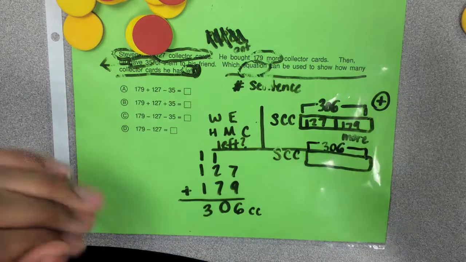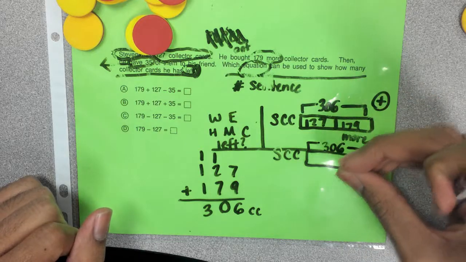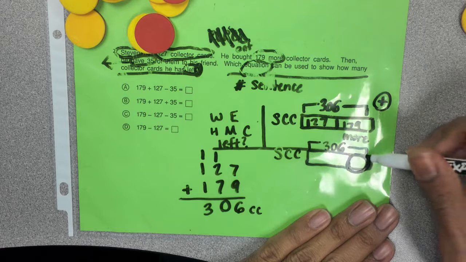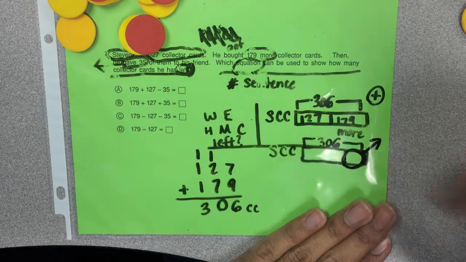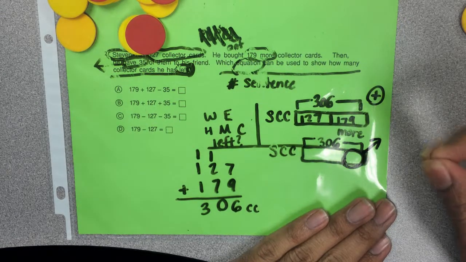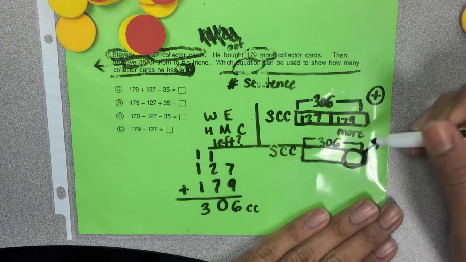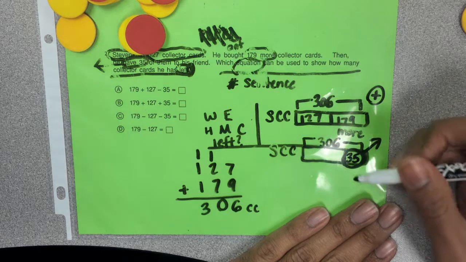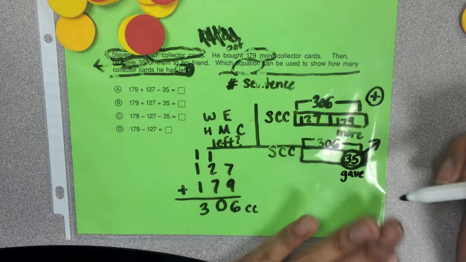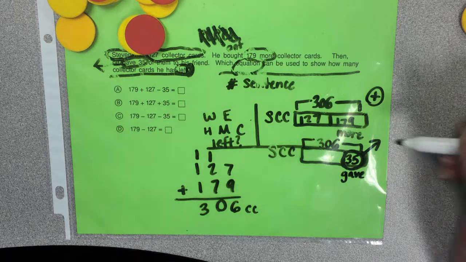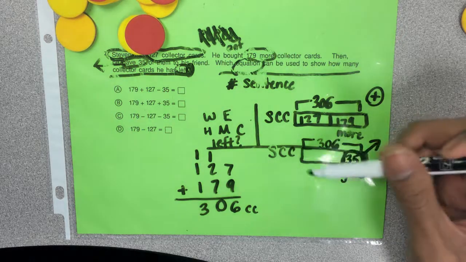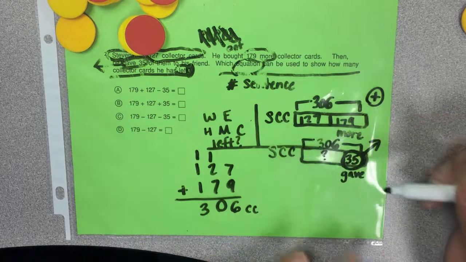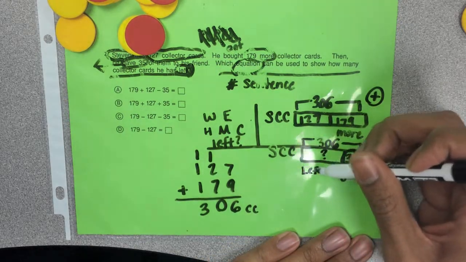But remember that he gave some of those away to his friend. So I'm going to take a part of that 306, I'm going to circle it, and I'm going to draw an arrow going away, because we're separating that out so we can give that to his friend. He gave 35 to his friend. And I'm going to label that with gave. Now, whatever is left is going to be over here on this side. Right now, we don't know how many are left, so let's draw a question mark right there. And let's just label that left.